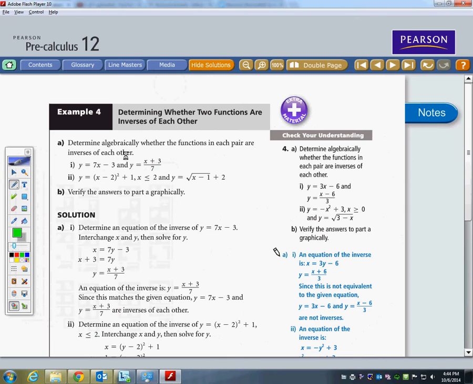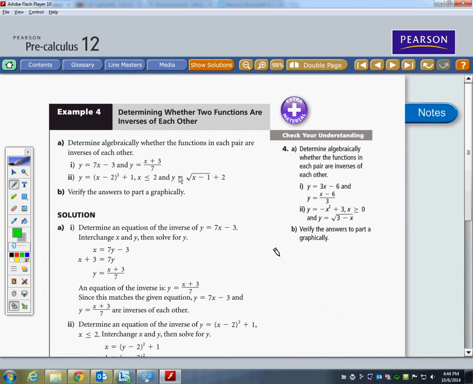It says, determine algebraically whether the functions in each pair are inverses of each other. So in y is equal to 7x minus 3, we switch the x and the y, solve for y, and they do get the same value. So the first one would be check, yeah, did it. They are inverses of each other.